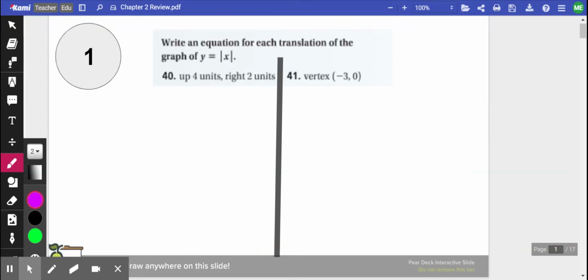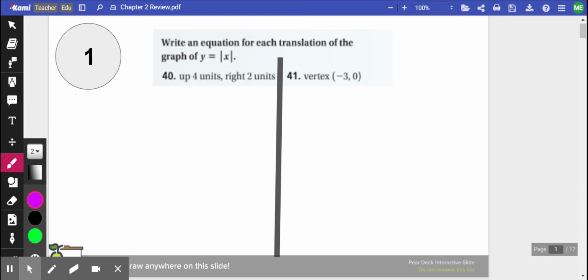Hello, what we are going to do tonight is review sections 2.7, which is absolute value equations, and 2.8, which is linear inequalities and absolute value inequalities. We are going to first look at absolute value equations.